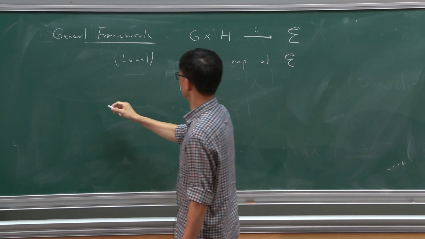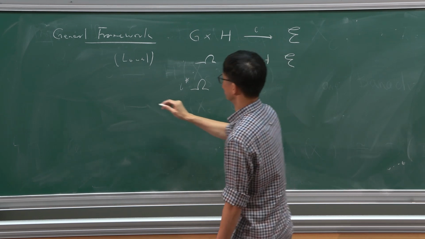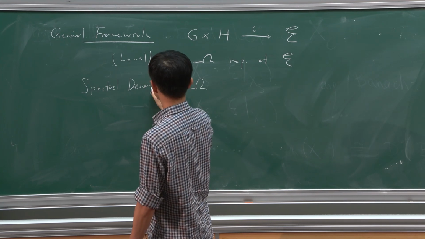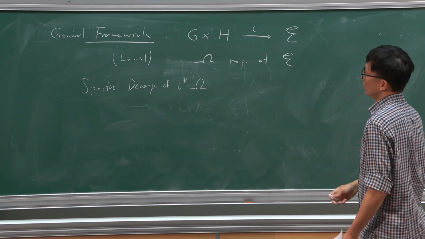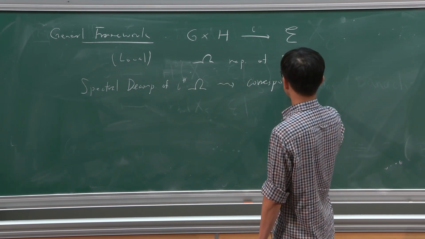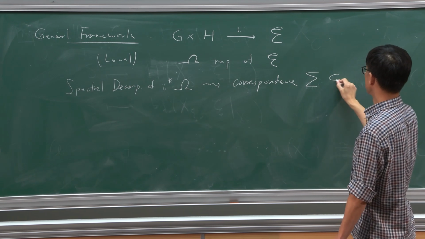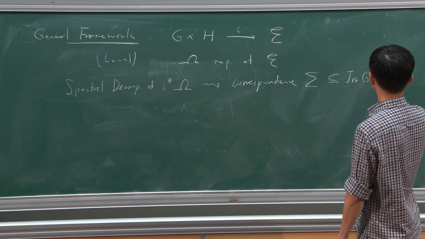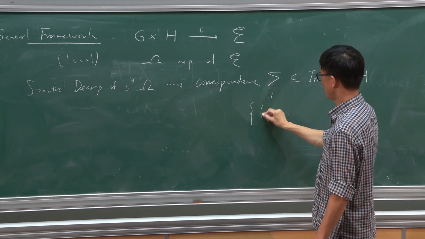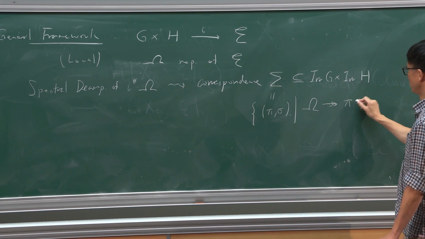You want to understand the spectral decomposition of this pullback. How does this decompose, right? Now you take any representation, it is going to give you a correspondence. And this is the correspondence in the name Theta correspondence. Namely a subset of the product of the irreducible representations of both groups. Which subset? Those irreducible representations which occur as quotients.